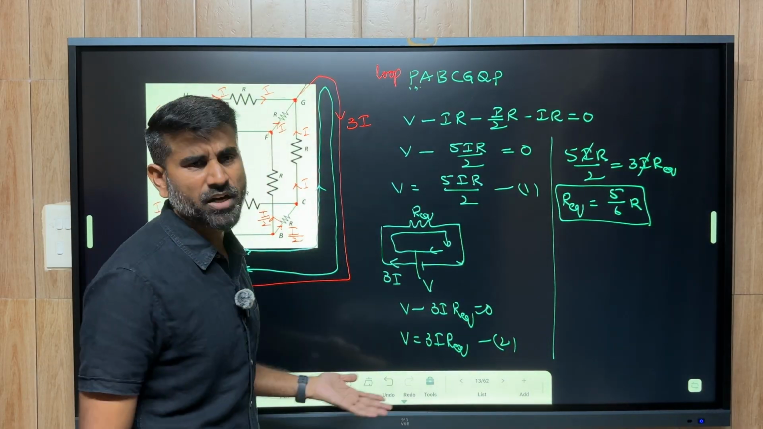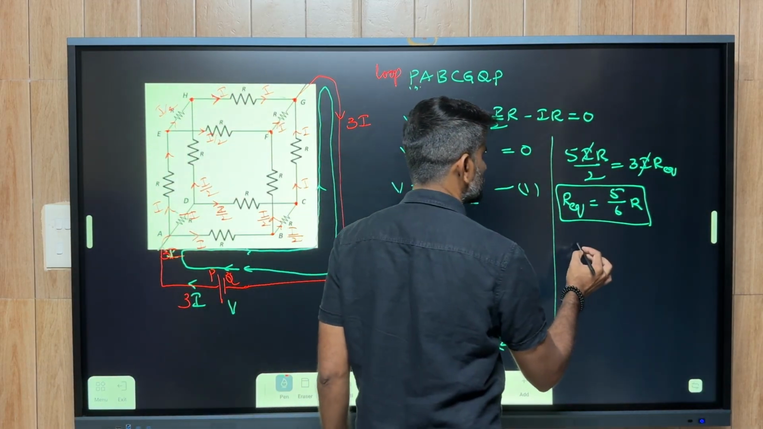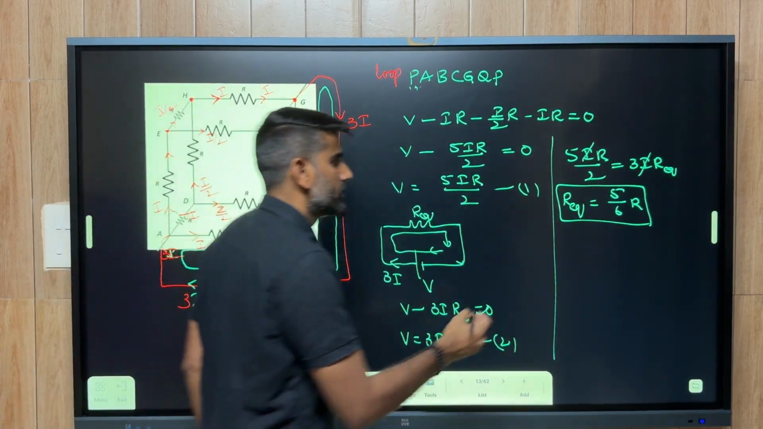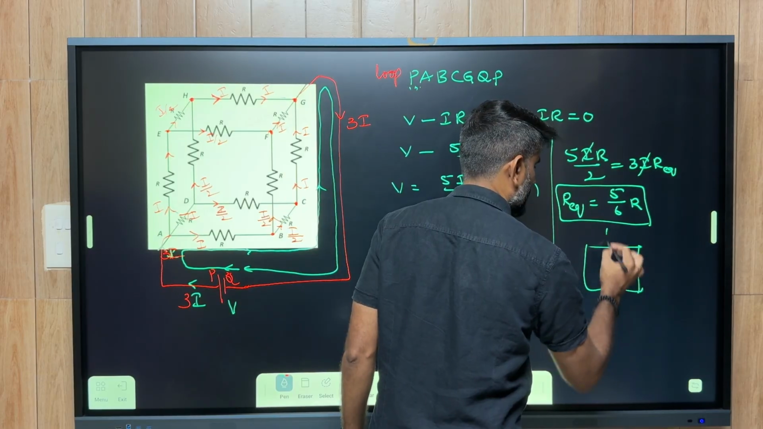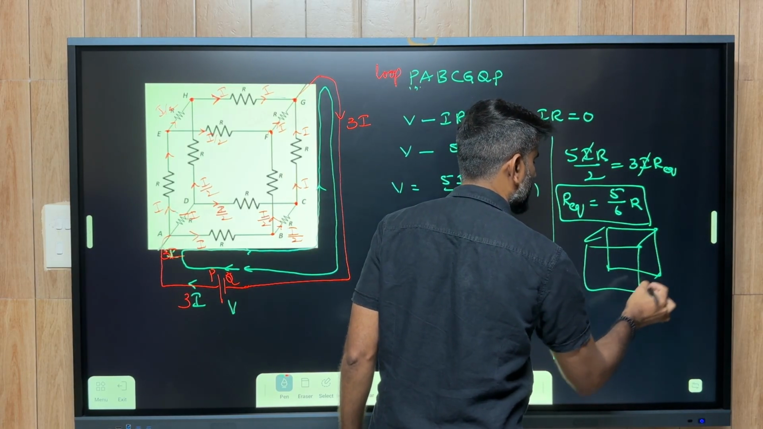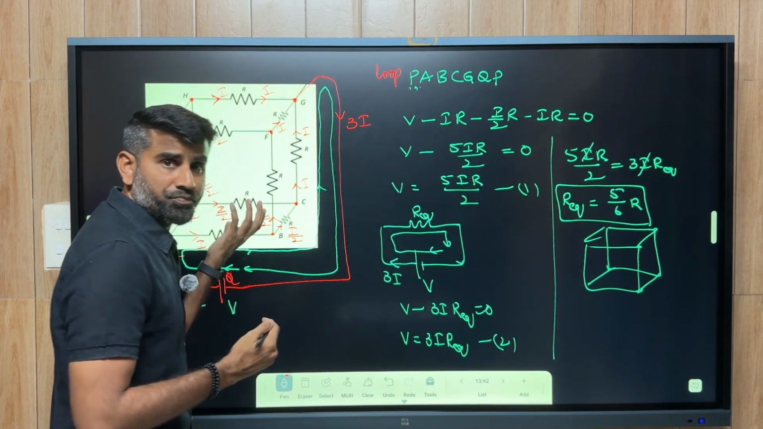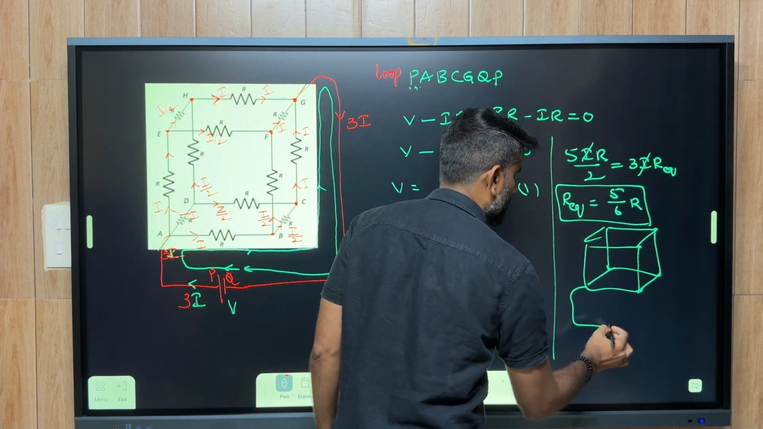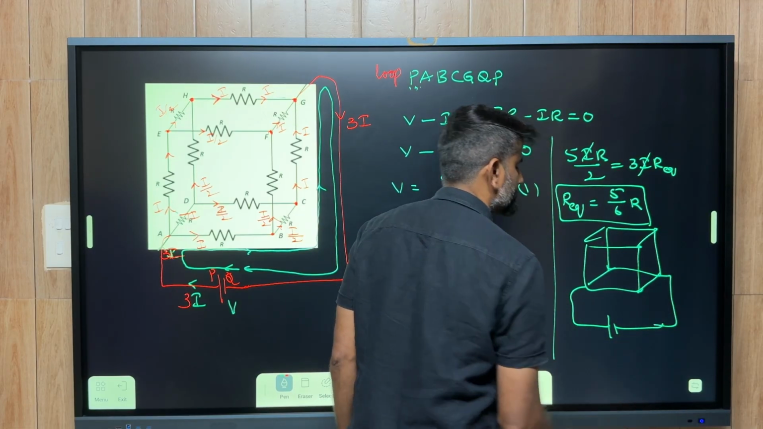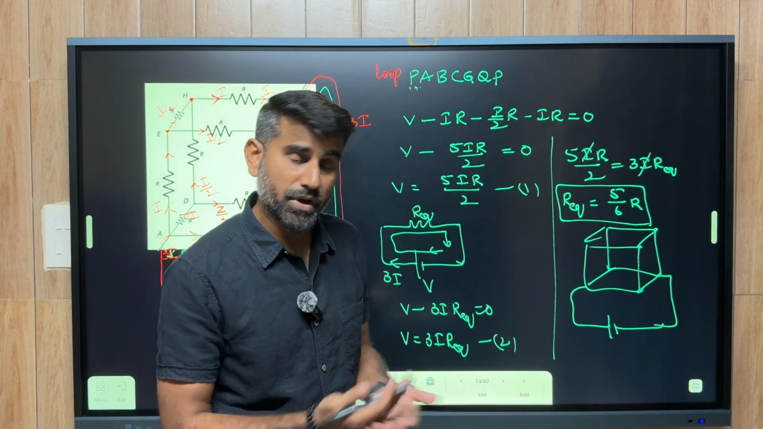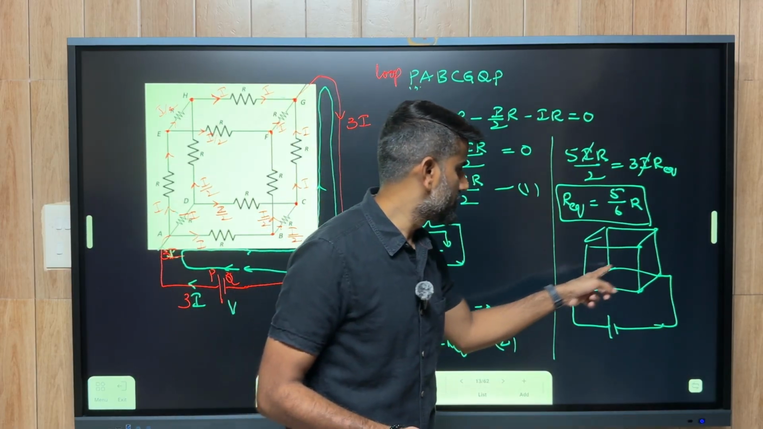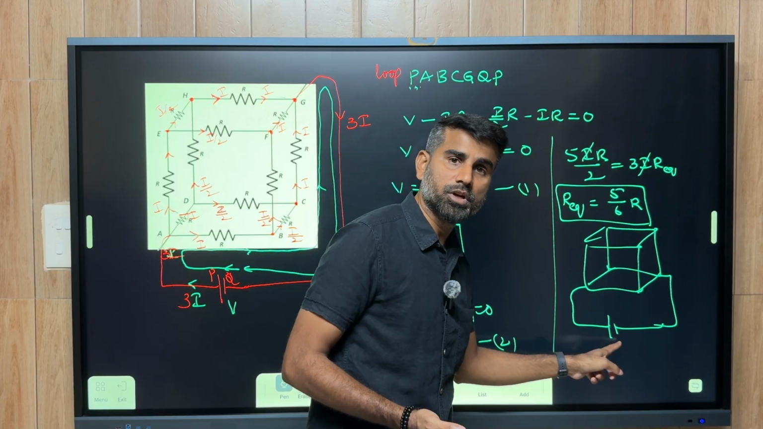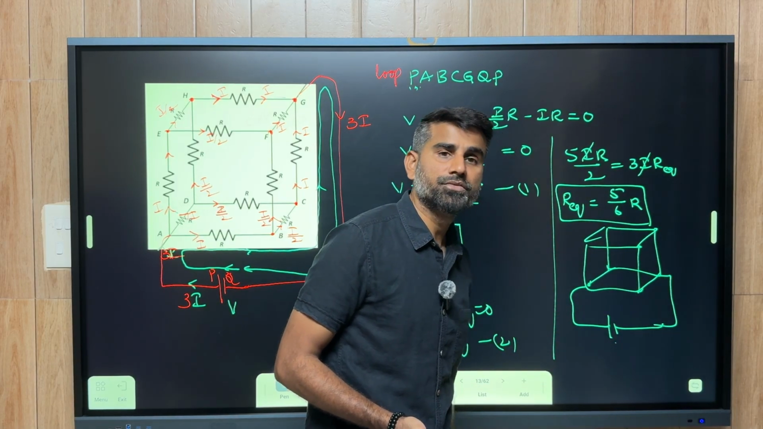This same kind of method you can also apply when the voltage source is connected across any other terminals. This is the cube of resistors that I have taken, and I have connected the voltage source across the corners of a face. If this is the face, the opposite corners of the face are these two.